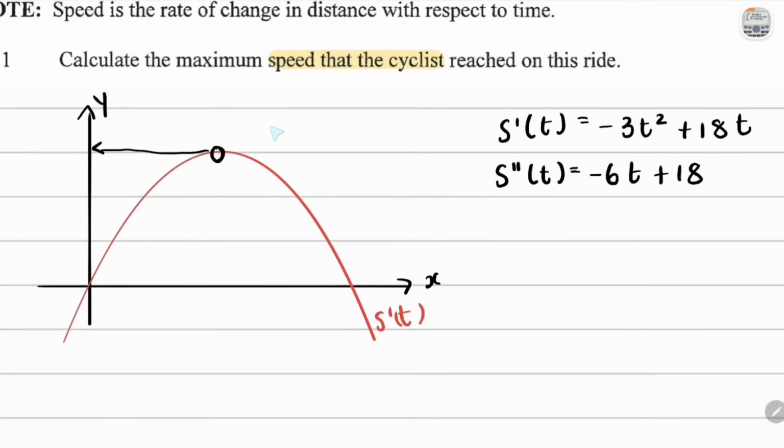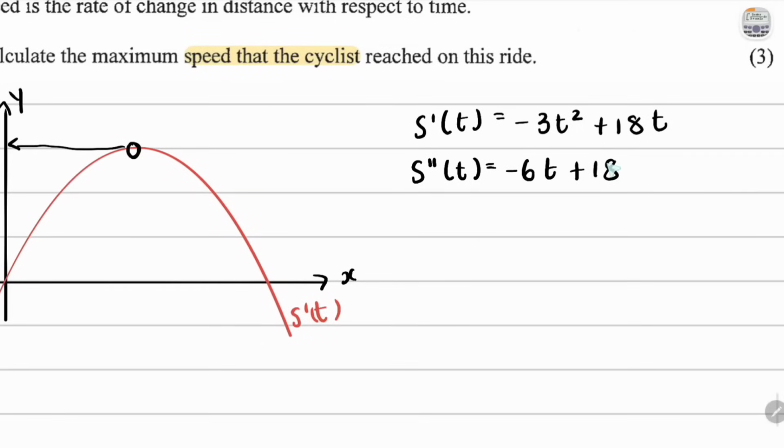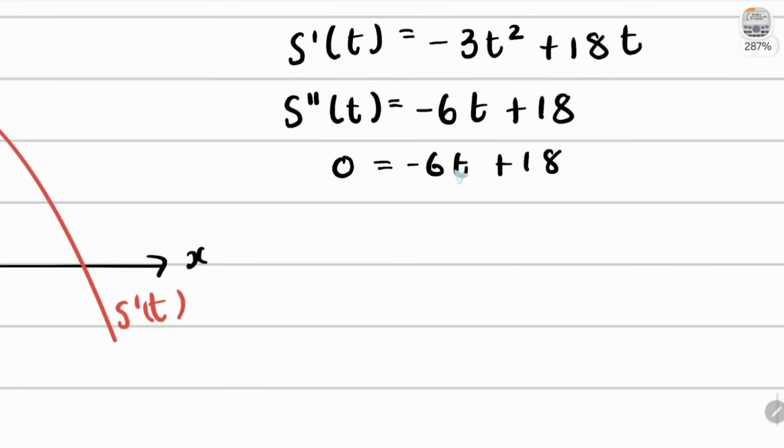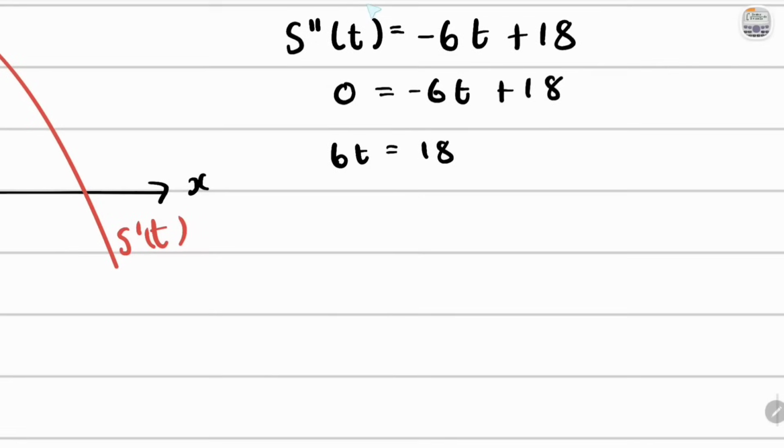Remember, when you're deriving, you're trying to find the gradient. So this is just the general gradient, but we specifically want the gradient at this point, and we know the gradient is equal to 0 here. So we'll say s prime of t is finally equal to 0, so -6t plus 18. Then we can just take this over. So it's +6t is equal to 18. And to solve for t, you can divide both sides by 6, and therefore t is finally equal to 3.